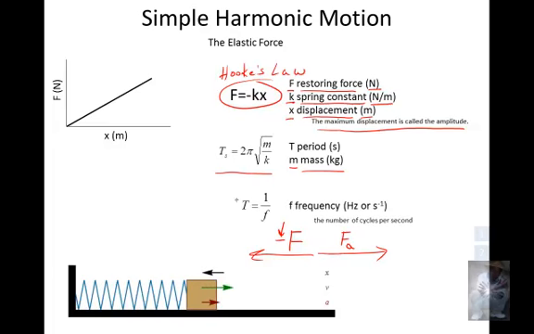This next equation relates the period of the spring to the frequency. The frequency is the number of cycles per second.